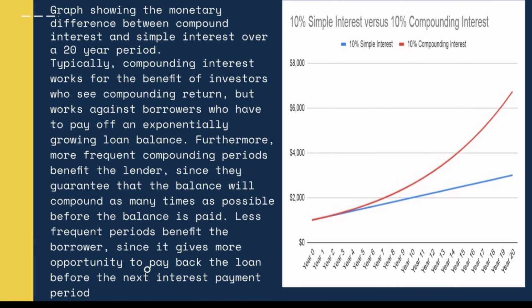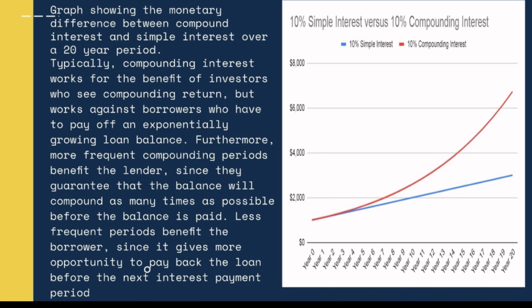As shown in this graph, illustrating the monetary difference between compound interest and simple interest over a 20-year period. Typically, compounding interest works for the benefit of investors who see compounding returns, but works against borrowers who have to pay off an exponentially growing loan balance.